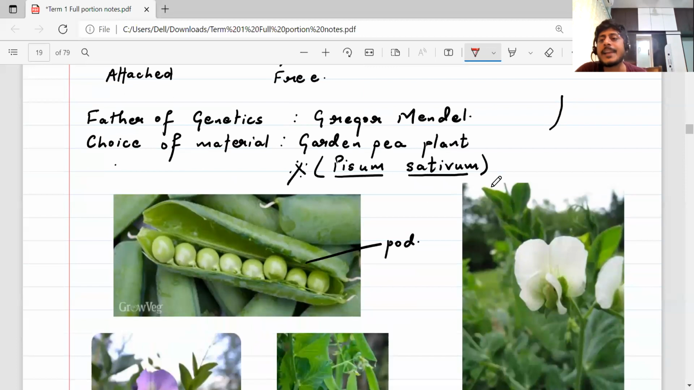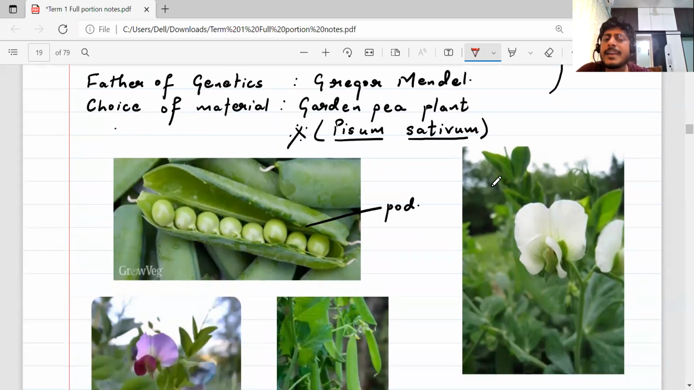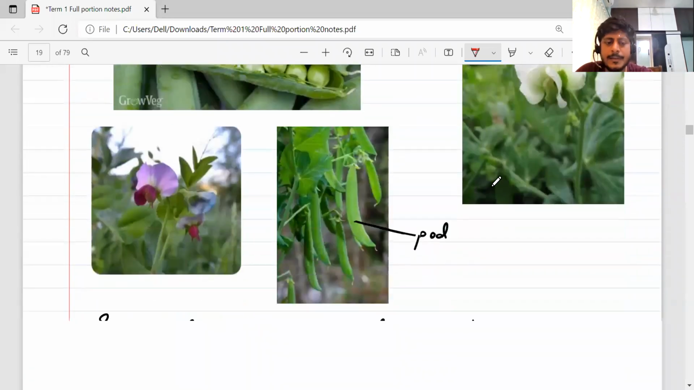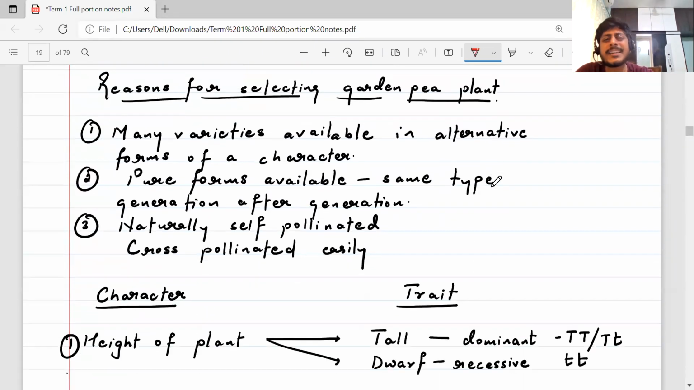Father of genetics, Gregor Mendel. Choice of material, garden pea plant. Biological name of the garden pea plant, Pisum sativum. P capital, s small, underlined separately. Make sure you get the spelling correct. So Pisum sativum. Then we moved on to reasons for selecting the pea plants.